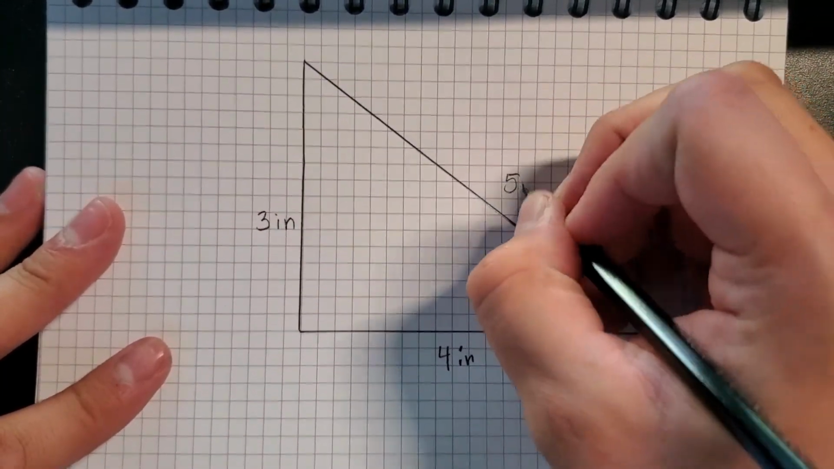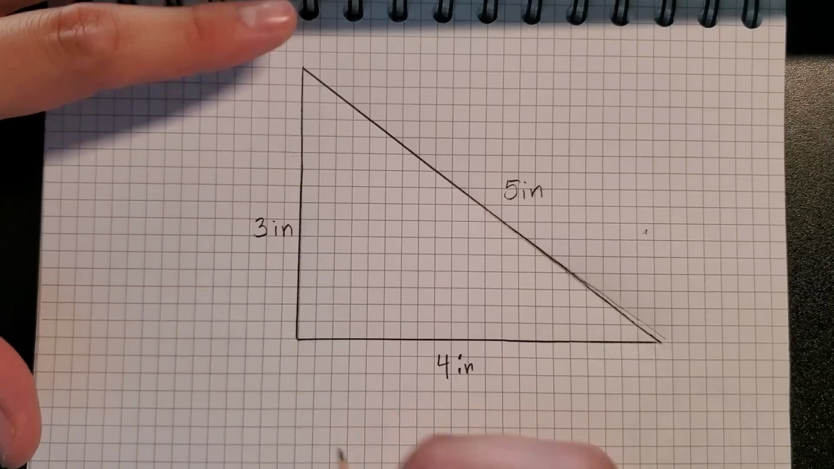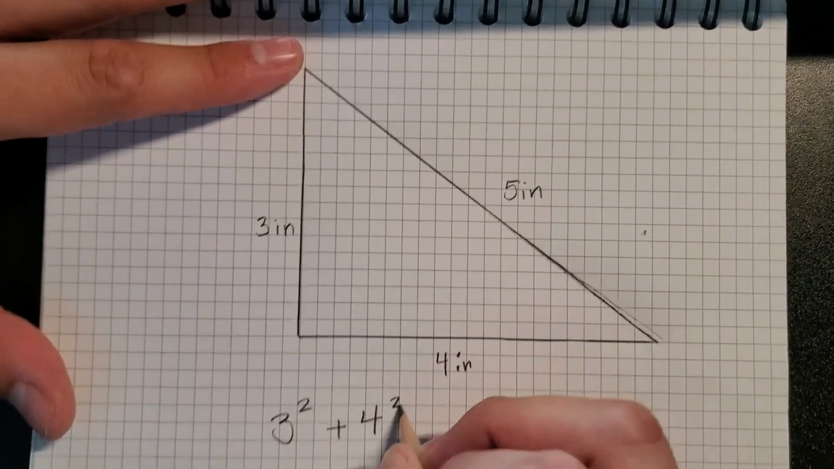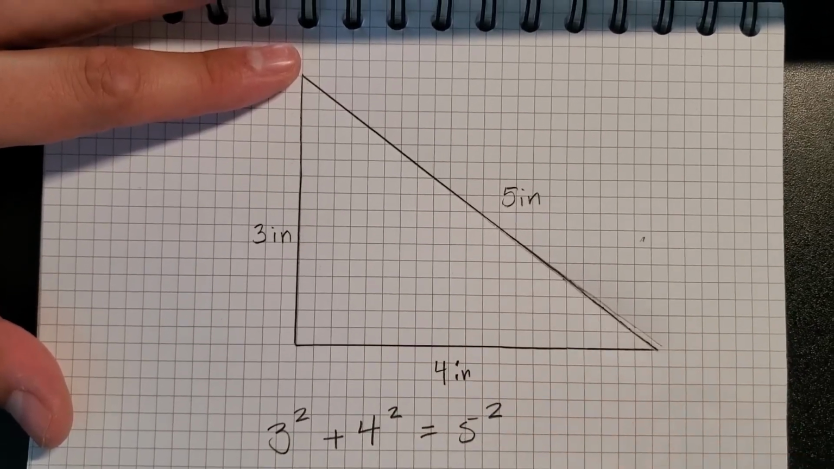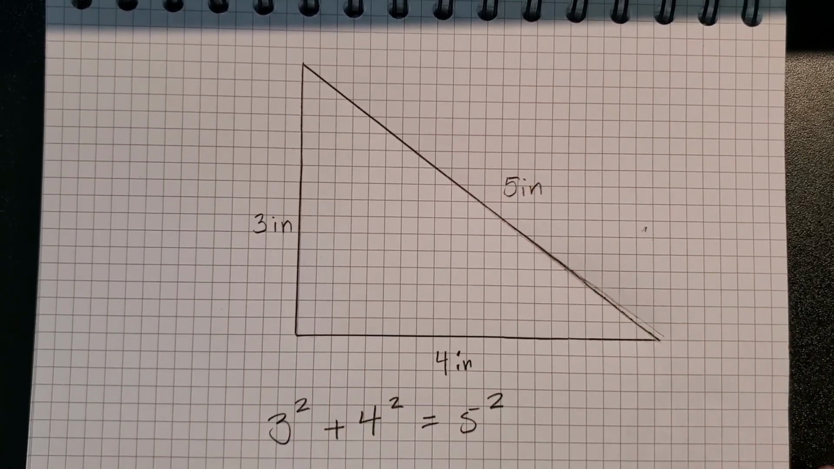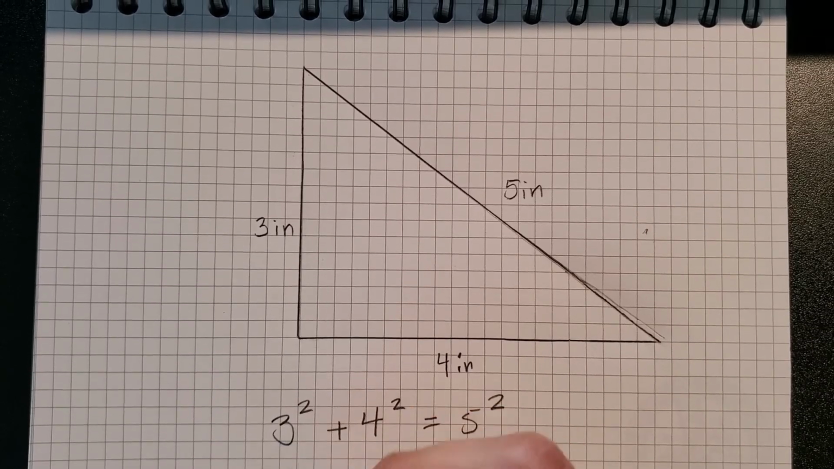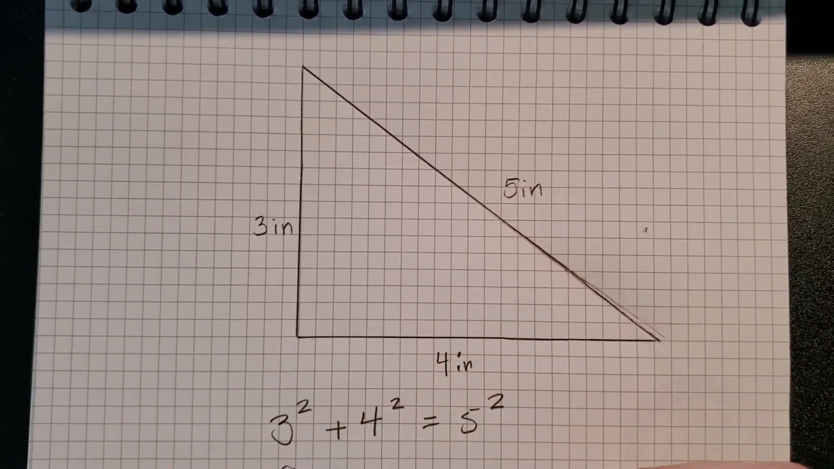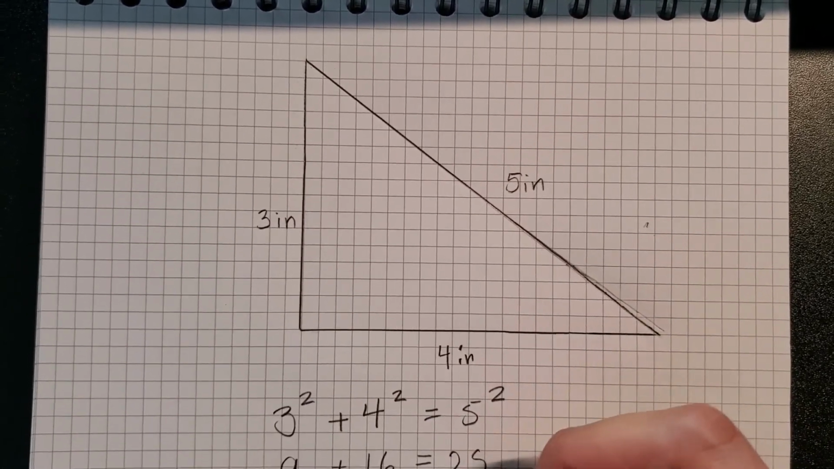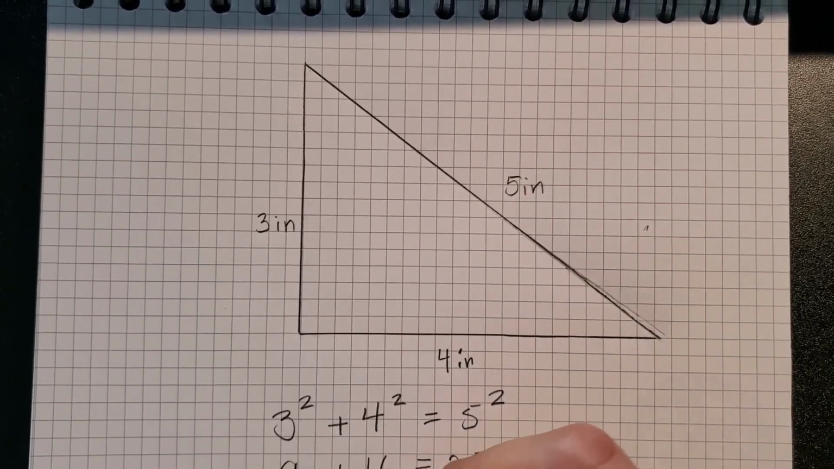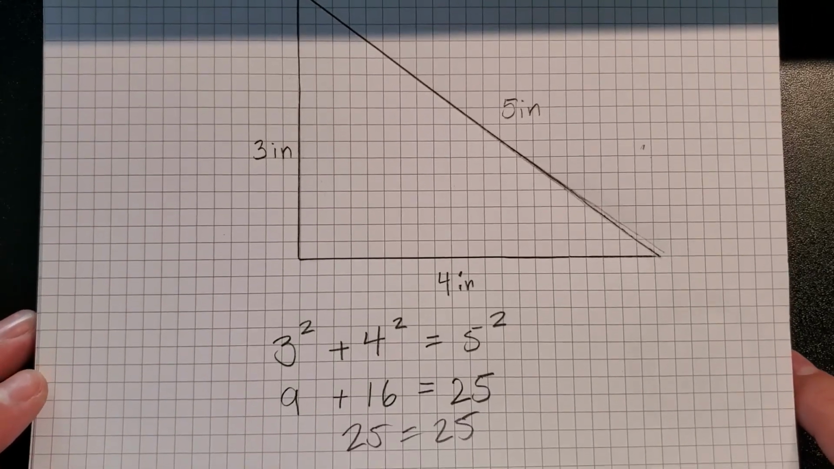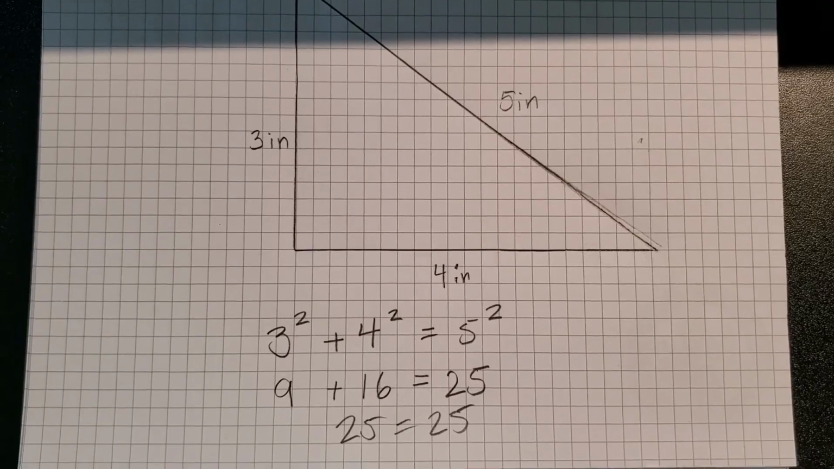So if this is true, what this should equal is 3 squared plus 4 squared equals 5 squared. And squared, this little exponent here, actually just means that I'm multiplying it by itself. So this is 3 times 3, that is 9, plus 4 times 4, which is 16, should equal 5 times 5, which is 25. And indeed, 9 plus 16 does equal 25. And look, I just proved that the Pythagorean theorem is correct. Pretty cool, right? All right. Have fun doing it on your own.